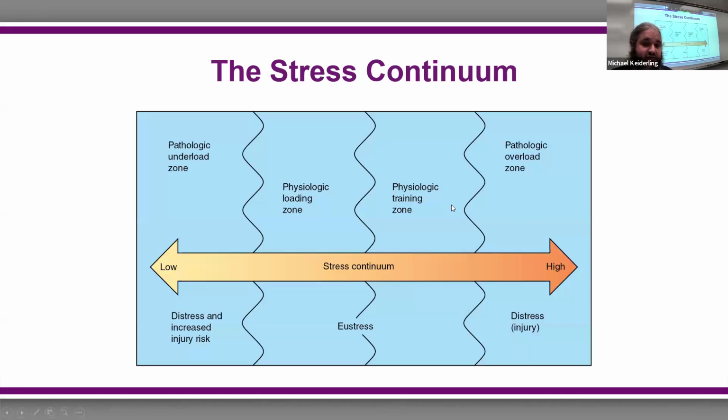So we were talking about injury and the stress continuum. If the stress on things is too low, you're in the pathologic underload zone, where you get distress and increased injury risk. The physiologic loading zone, within the eustress range, is the range where tissue maintains its status. The physiologic training zone is the range in which tissue strengthens. And then if it's more stress than that, you're dealing with the pathologic overload zone, where you get distress in the form of injury.